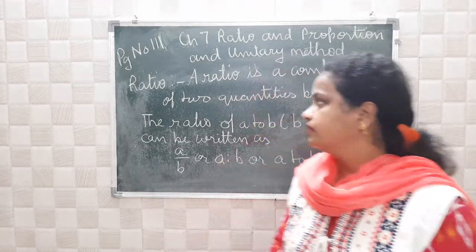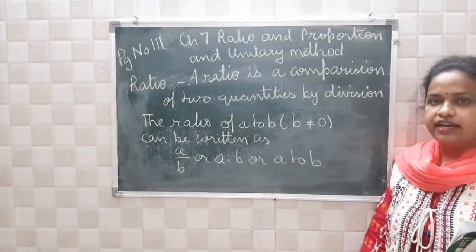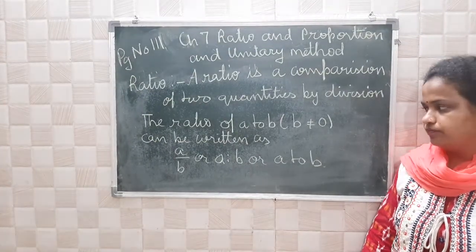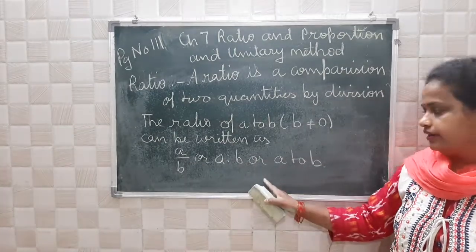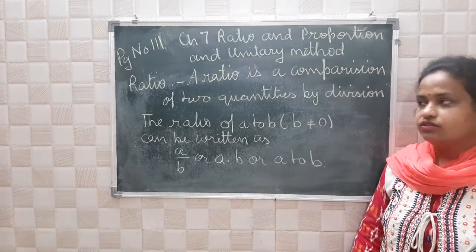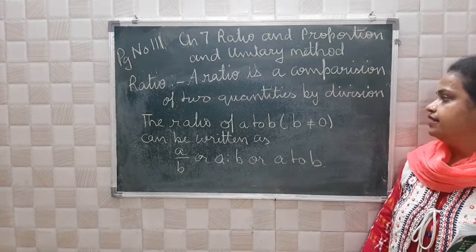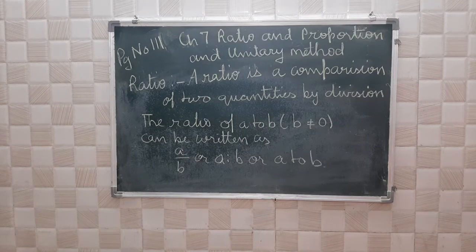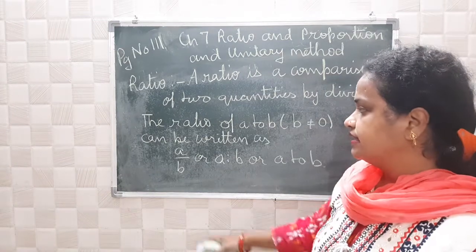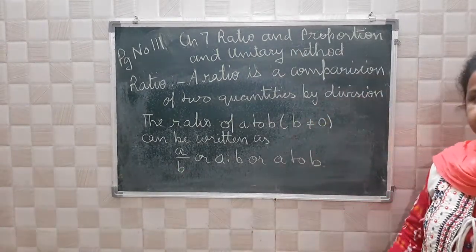Now a ratio can be written in the form a to b, where b is not equal to 0, or you can write a upon b, or a is to b. A ratio is the comparison of two quantities by division. It can be written as a upon b or a is to b or a to b.